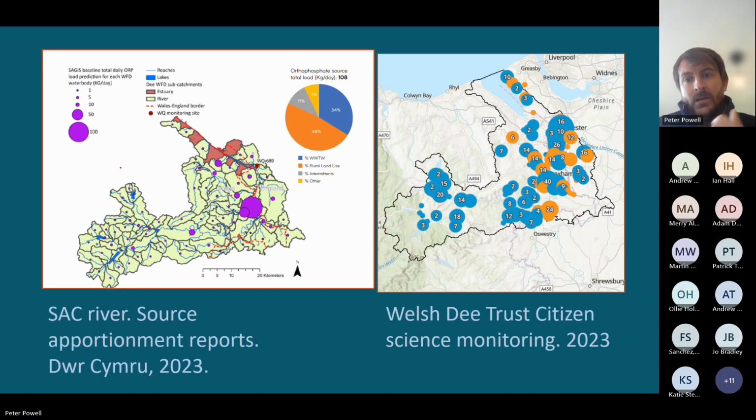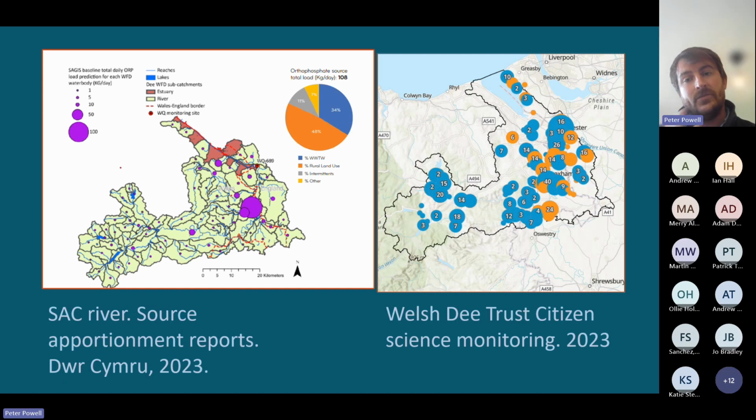To try and tackle this problem, we have a citizen science scheme at Welsh Dee Trust. We've got 40 odd citizen scientists, I think, at the moment, who go out and do walkover surveys for us, where they monitor phosphorus levels using phosphate strips as a cheap way of getting an idea of phosphorus.